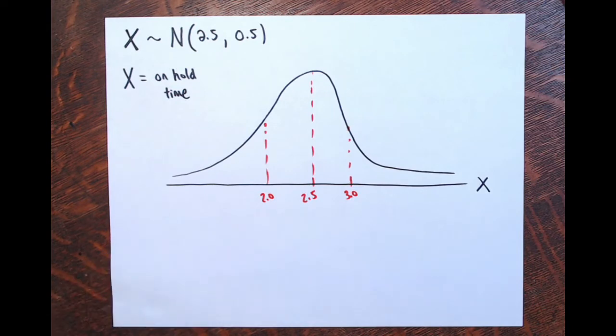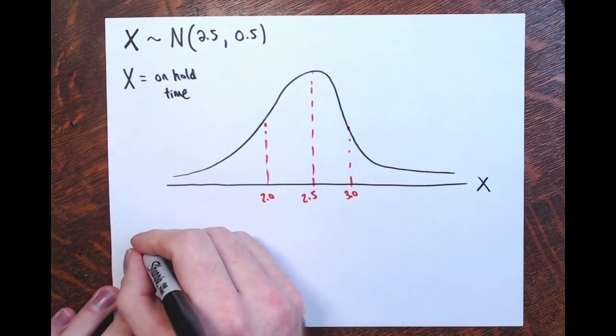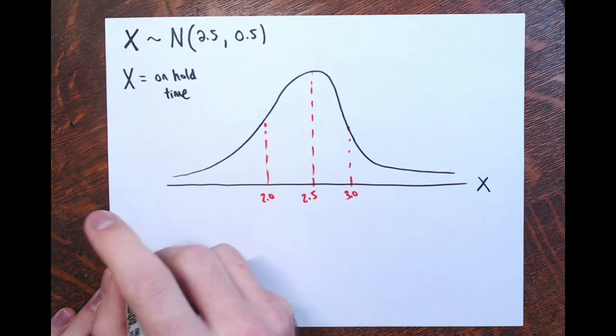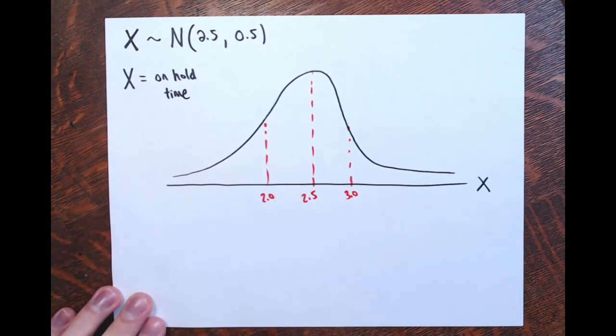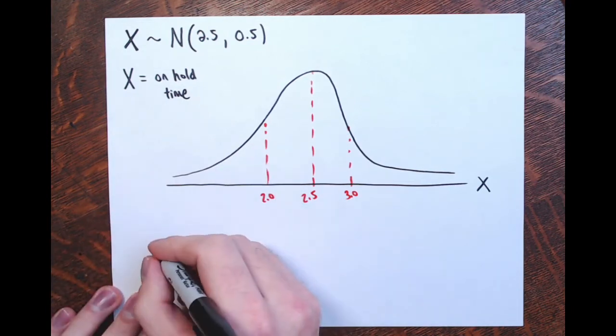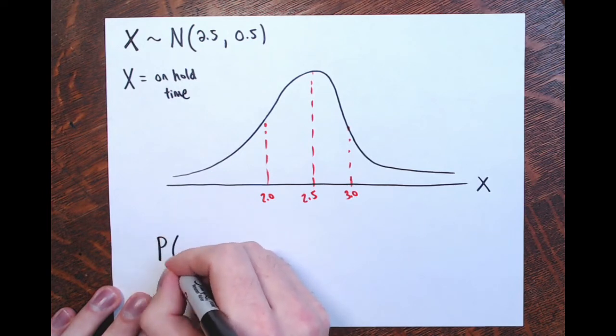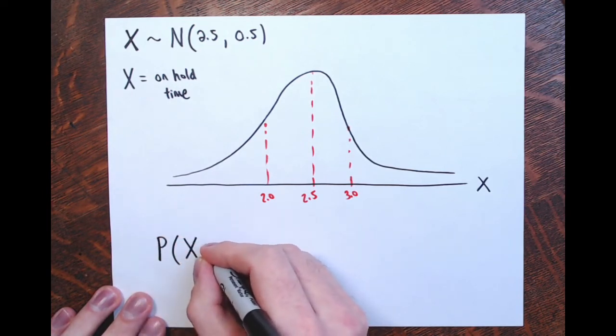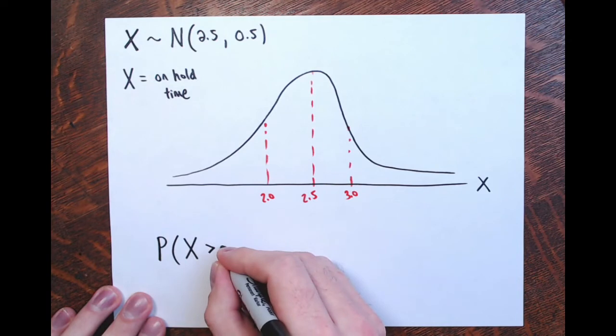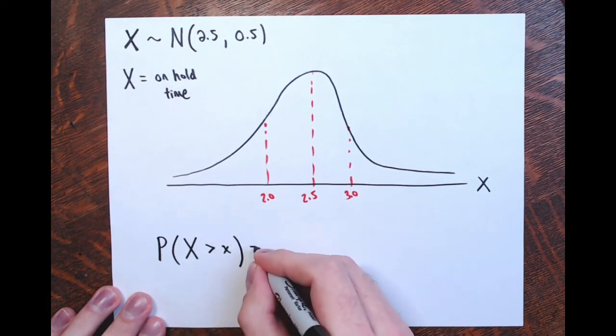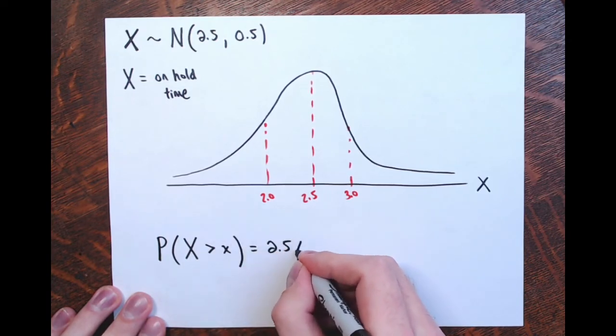Now we are told that 2.5% of the callers are put on hold for longer than X minutes. So the probability that capital X, the wait time, is longer than little x minutes, we're told that this is 2.5%.